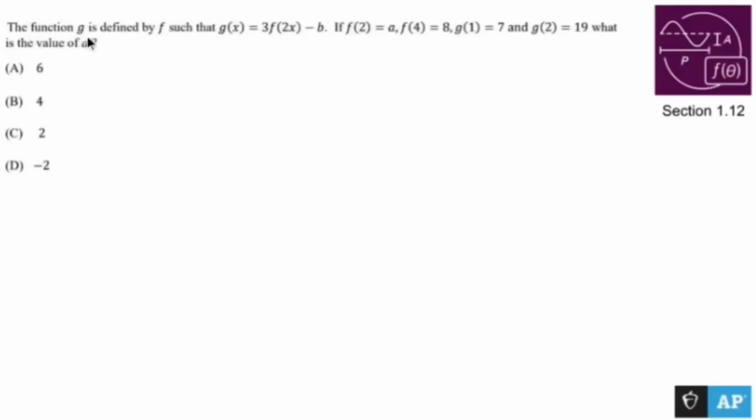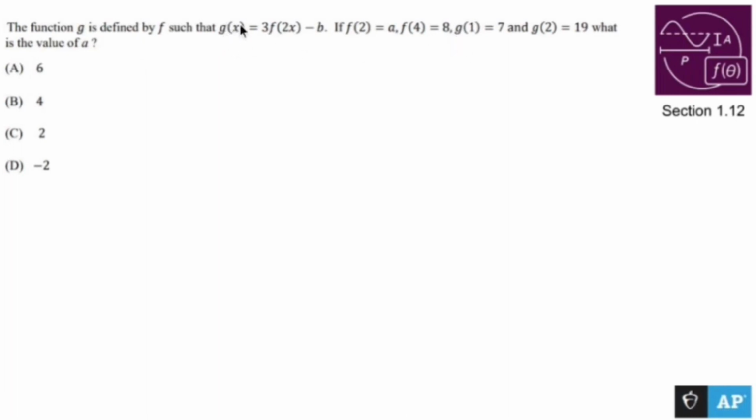The function g is defined by f such that g of x equals 3 times f of 2x minus b. If f of 2 is a, f of 4 is 8, g of 1 is 7, and g of 2 is 19, what is the value of a? Holy crap. Well, let's see what I can do.